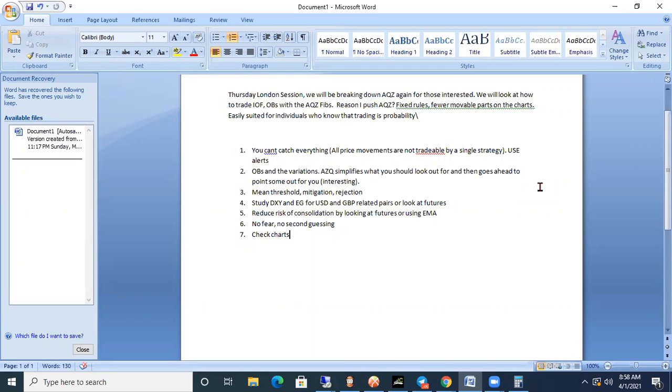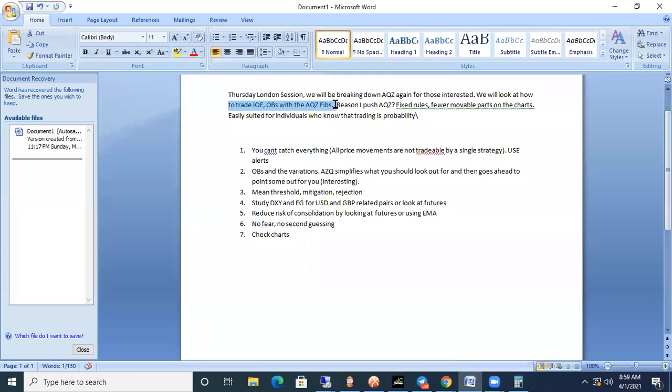So yesterday we posted that Thursday London session will be breaking down AQZ again. For those interested, I'm actually reading from here. We will look at how to trade IOF. For those of you in Simply Pips who are in love with IOF, we'll explain how AQZ simplifies this. We'll be looking at OBs. We'll be looking at how to trade IOF OBs with the AQZ feeds.